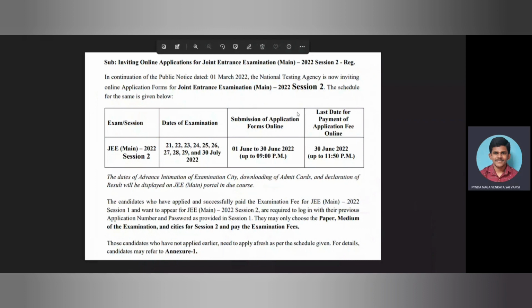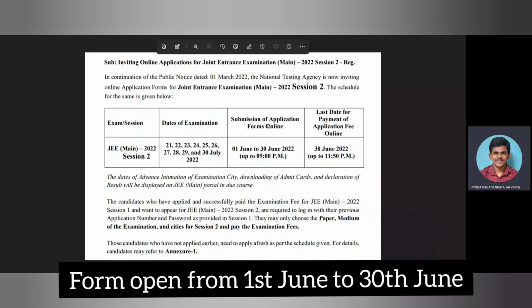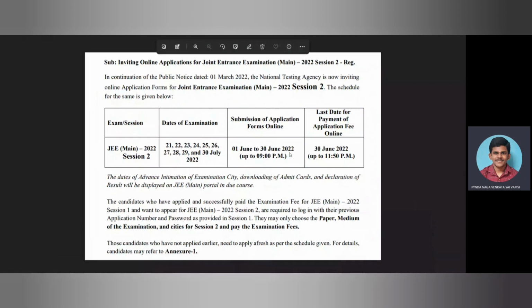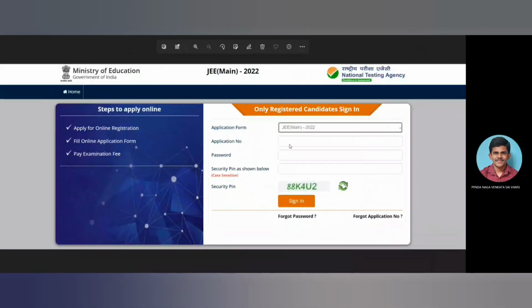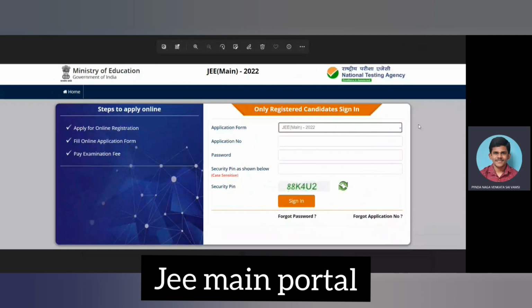And this is the notice about the registration form for session 2. They had decided to start the registrations, and the form is open from 1st June to 30th June. Make sure you go to the website of NTA, jemain.nta.nic.in, and you can fill the registration form and everything else. This is the portal of the registration form. You can fill your application form, application number, etc. and go to sign in. Then you can fill the online application form and pay the examination fee to get registration confirmed.